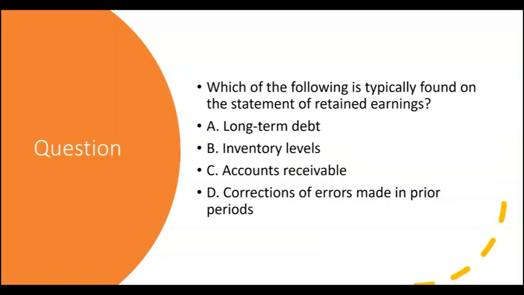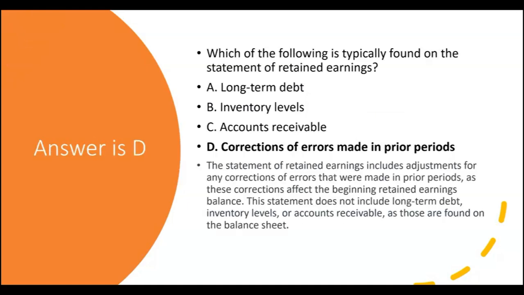Which of the following is typically found on the statement of retained earnings? Would it be long-term debt? No, that's a liability. It would be on the balance sheet. B, inventory levels. Inventory is an asset, so that'll be on the balance sheet. C, accounts receivable, another asset, that's on the balance sheet. D, corrections of errors made in prior periods. Yes. Letter D is correct.